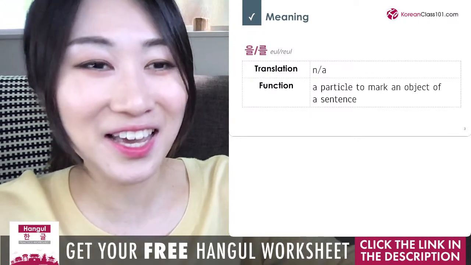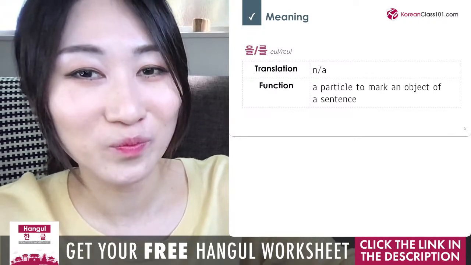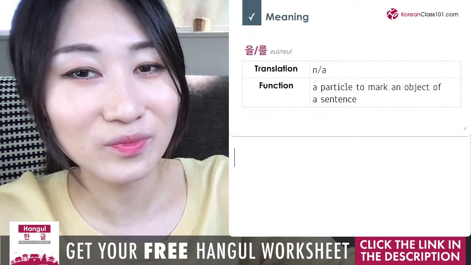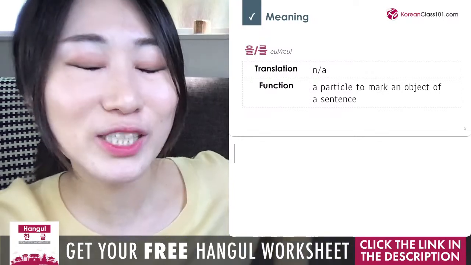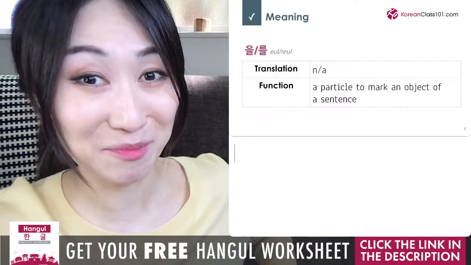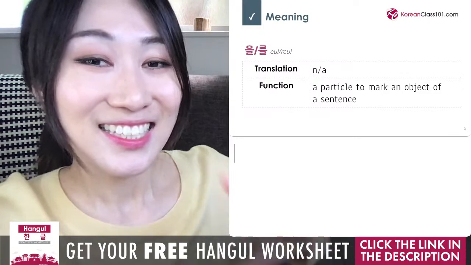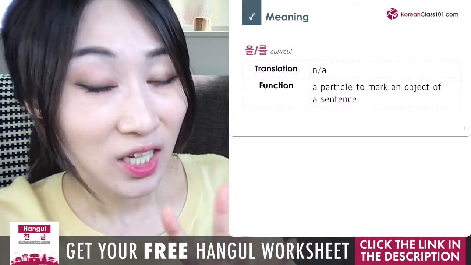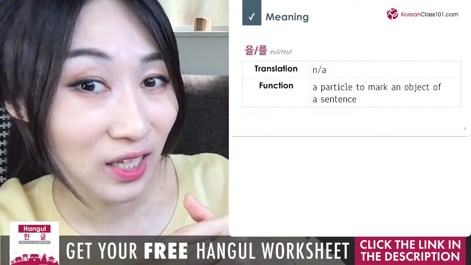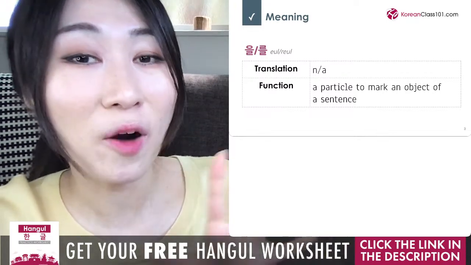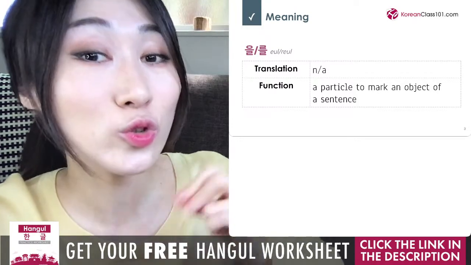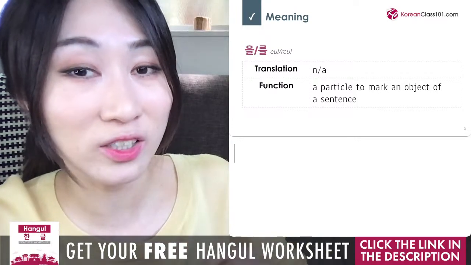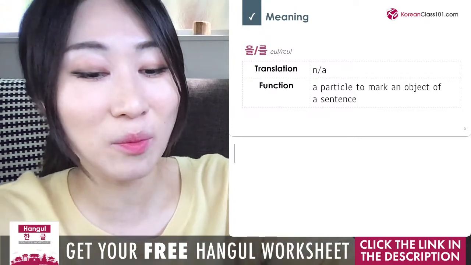짠. Okay, so what is a particle? So particle is something very special in Korean grammar. It is a word coming after a noun, and the particles are very important because it gives a role to the noun coming before the particle. Let me show you some examples.